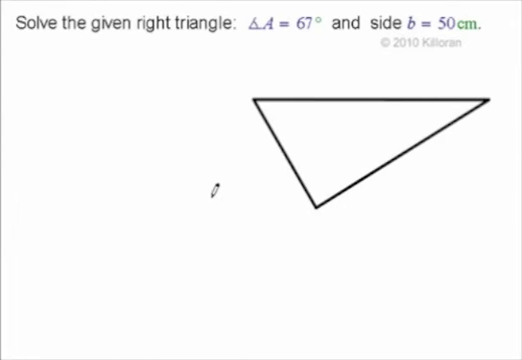Another example of solving a right triangle. The orientation is a little bit different, but technically that doesn't even matter. So let's label our right triangle. This is the right angle. This side has to be C. The other two don't really matter, just call one A and the other one B.